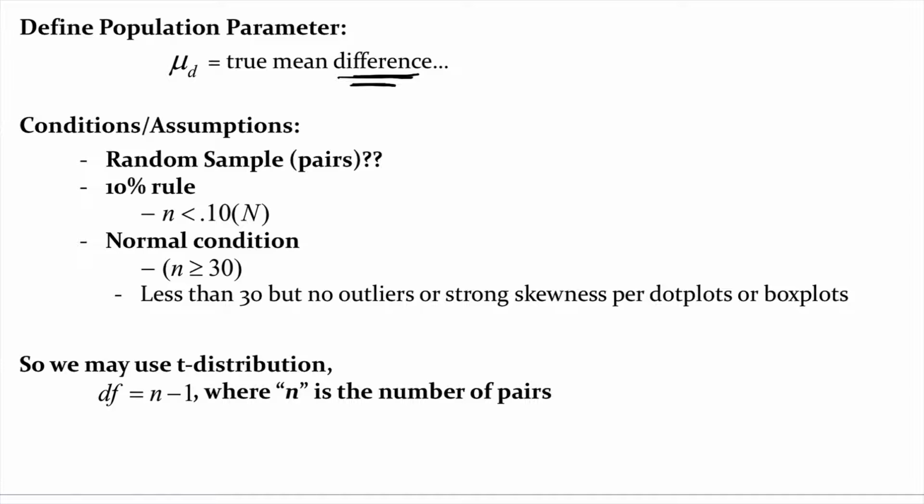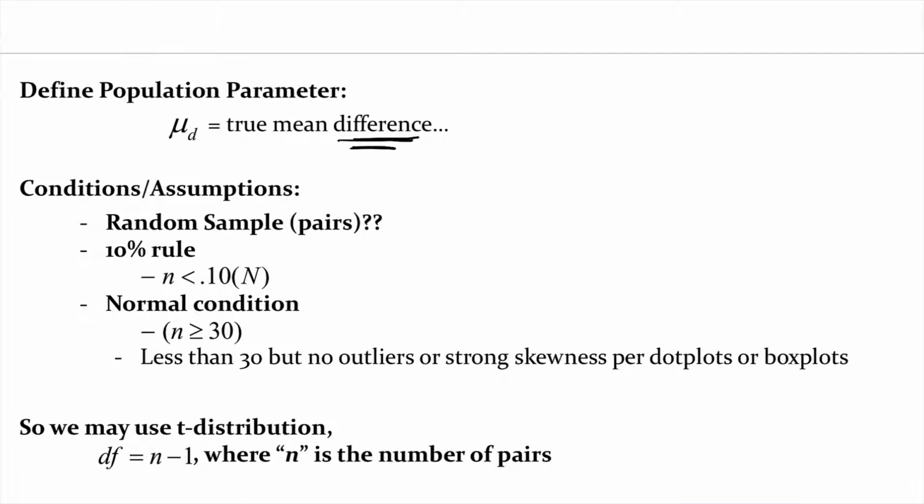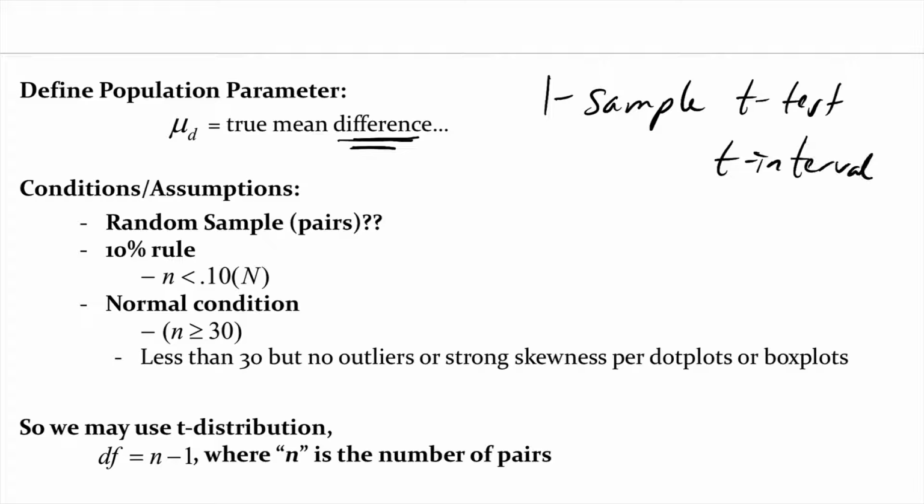The reason it's in the two sample chapter is because there are two samples, but when we actually do the test, it's a one sample test. So when you run this, it's going to be a one sample t-test or t-interval. It's a little confusing because why is it in this chapter? Everything's been two sample. Why is it one sample? I'm going to explain. There are two samples, but I'm going to explain.